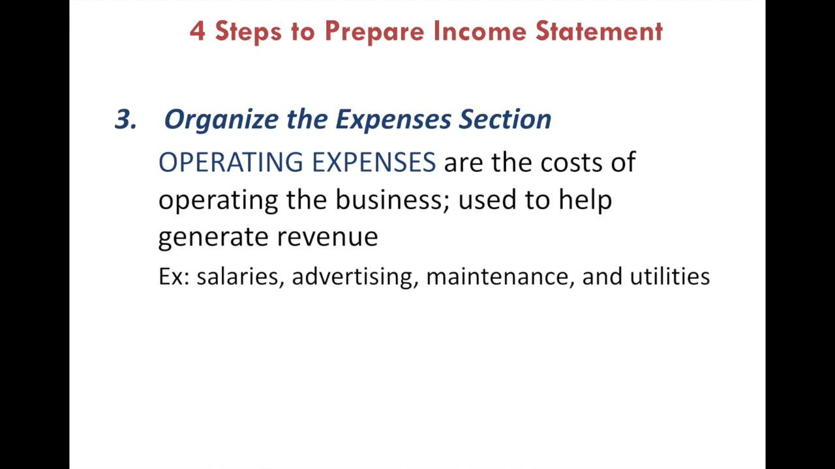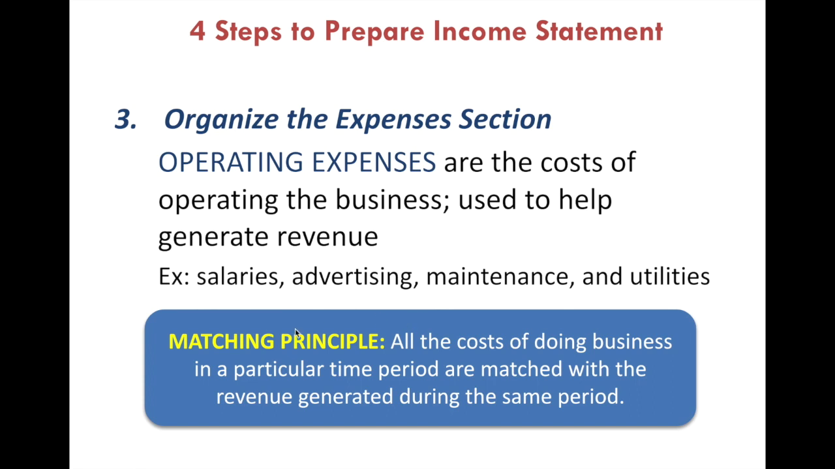So for example, salaries are operating expenses because we need employees to operate machineries or to keep the company running. We need to pay advertising expenses because the only way that our company is going to continue to operate is if we're selling stuff, and the only way we can sell stuff is if people know about it. So we have to tell them about it, right? Same thing with maintenance and utility bills. All these have to be paid in order for the company to continue operating. So these are all operating expenses.